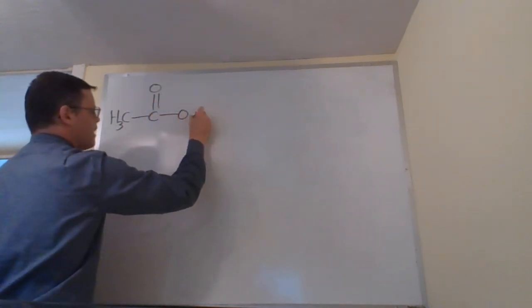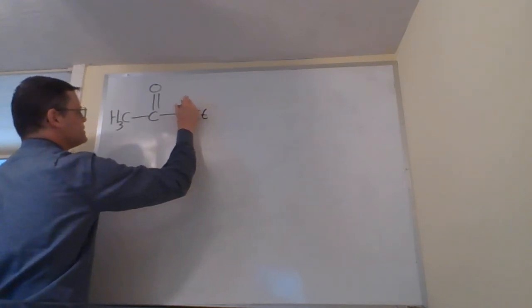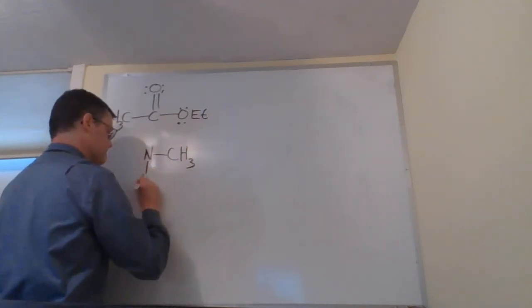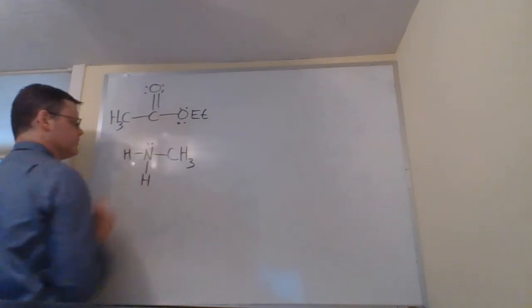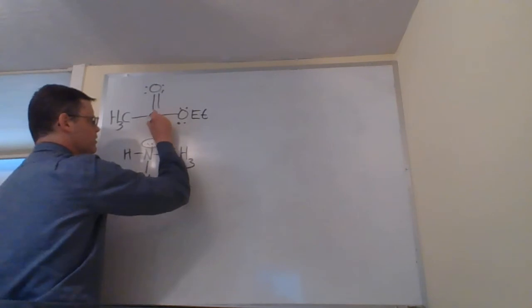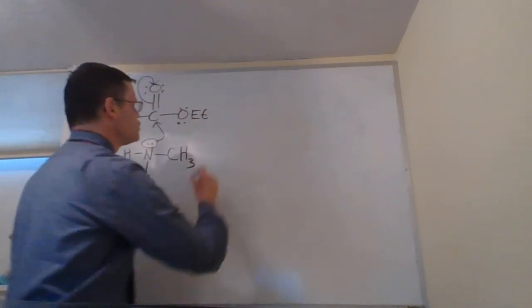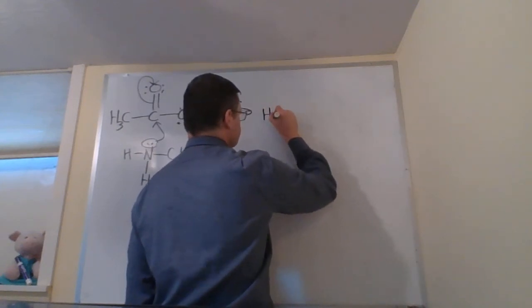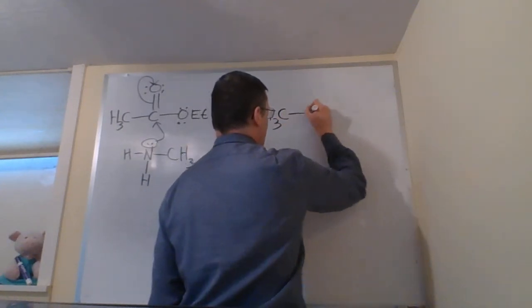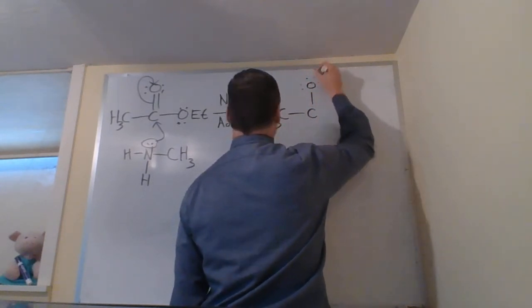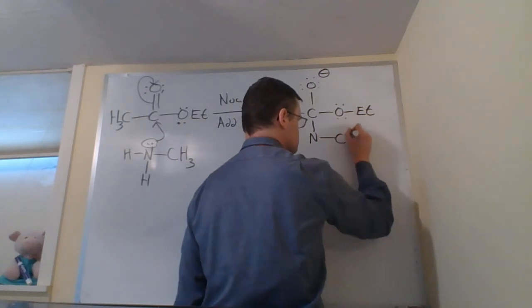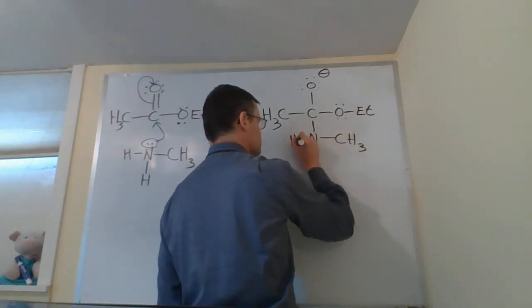So there's ethyl acetate, my ester, and here's my amine. It's a lone pair nucleophile. It's going to attack the carbonyl carbon. This is a nucleophilic addition step, the elementary mechanistic step, and we form a tetrahedral intermediate, like so.